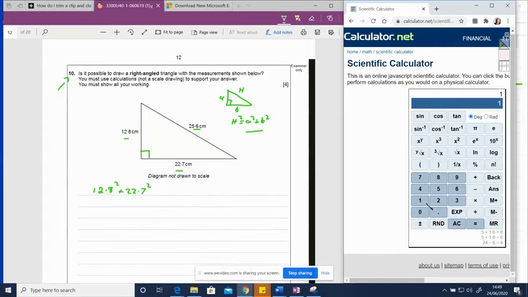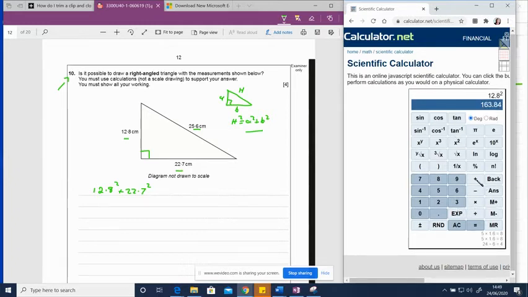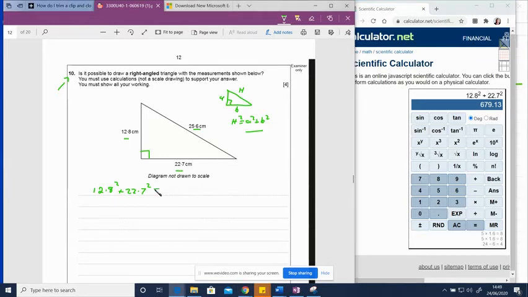So 12.8 squared plus 22.7 squared is equal to, from my calculator, 679.13. Now let's find the square root of this, because if the square root of this is equal to 25.6, then we can say that the triangle is right-angled.